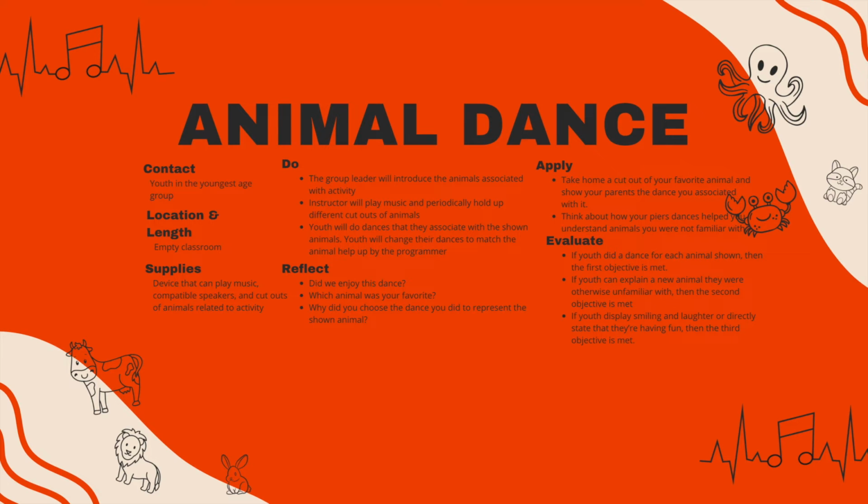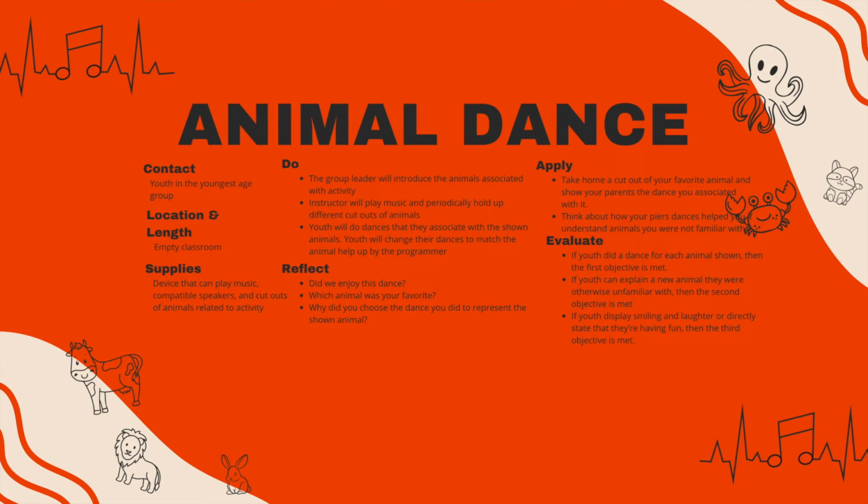So we're going to need an empty room. A classroom size will suffice for our younger audience, and this will only take about 10 minutes. For the materials, we'll need a device that can play music, compatible speakers, and cutouts of the animals related to the activity. To start off the activity, the group leader will introduce the animals associated with the activity. This is a much younger audience. We're not sure if they're going to know each individual animal we have ready for them. We want them to have an accurate understanding of these animals before we begin the activity.